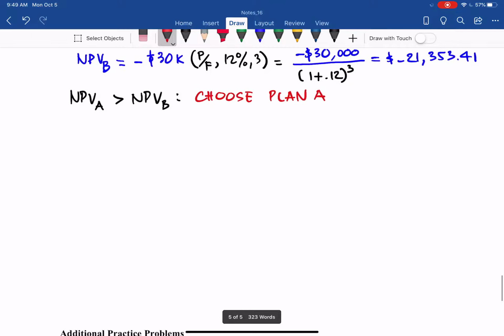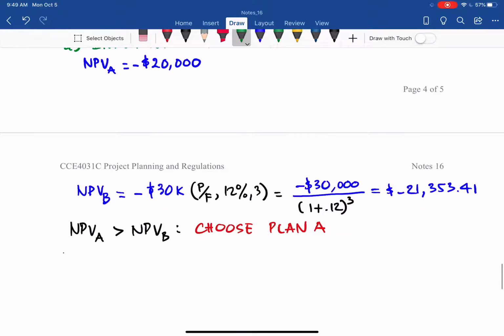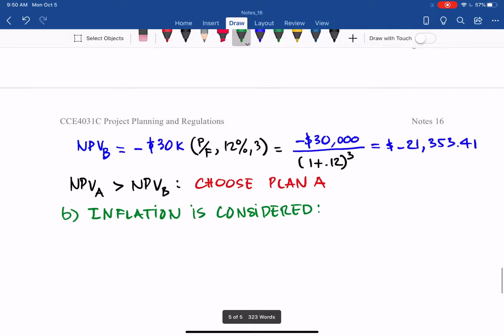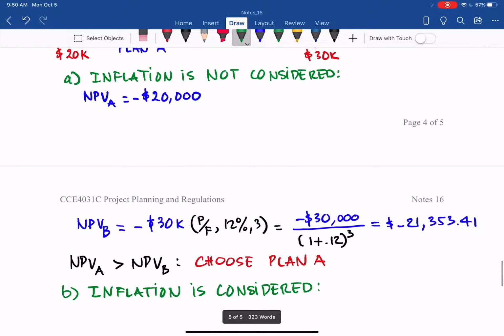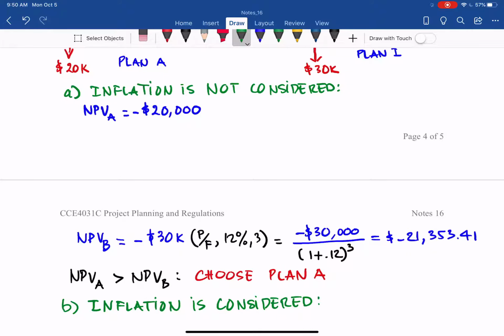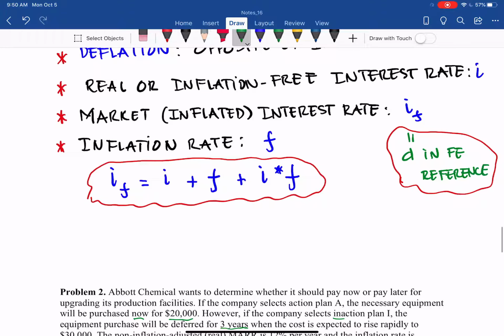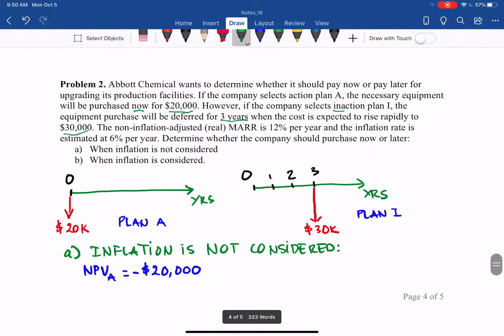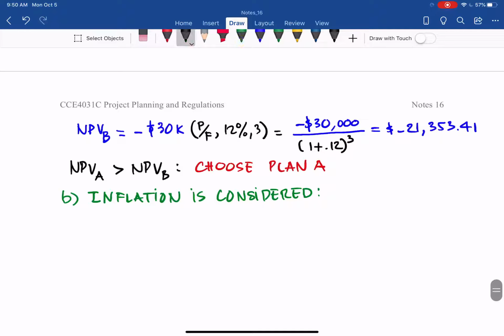The second scenario, when inflation is considered. When inflation is considered, we need to first determine what is the inflated interest rate. And we go to this equation, or also considered market interest rate: I plus F plus I times F. And again, that equation is available on the FE reference.